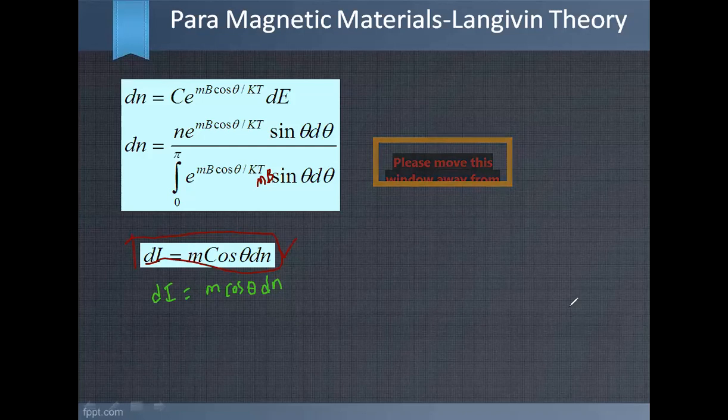Okay, you try to write it down. I'm going to ask this derivation tomorrow. I want to see both derivations: Langevin theory for the diamagnetic material and Langevin theory for the paramagnetic material. Tomorrow I will show everyone both. Okay, right?